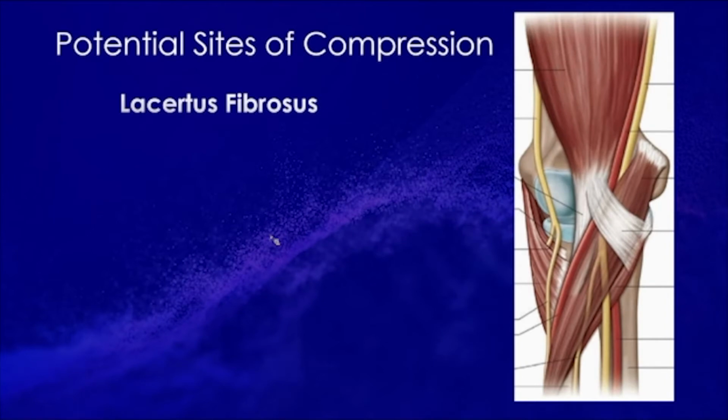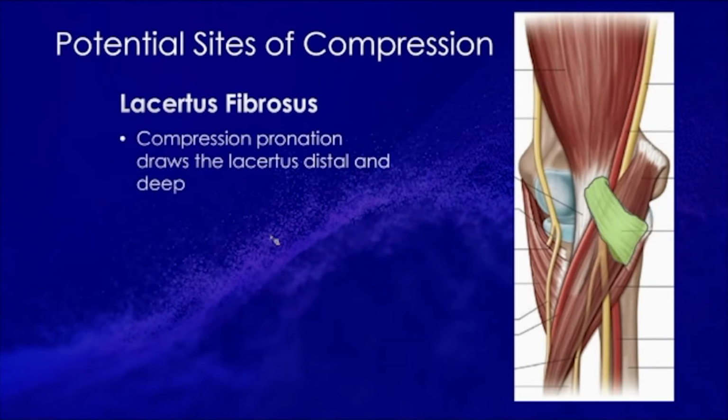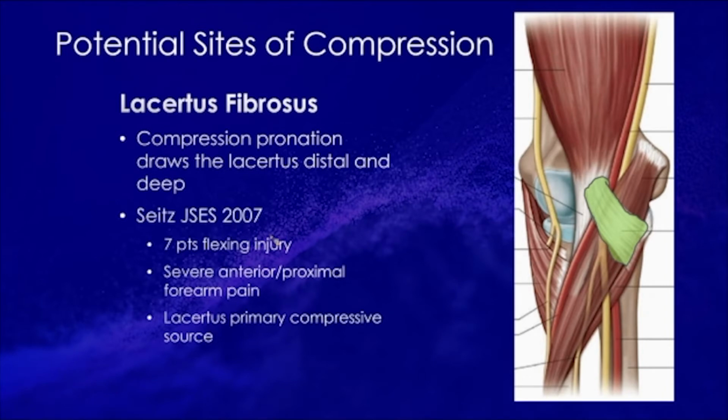Next, if you go distal, look at the lacertus. The lacertus is a fibrous band that goes from the distal biceps and fans out medially over the flexor pronator mass, and the median nerve goes under this. You can get compression of the median nerve as the forearm goes into pronation. It draws the lacertus distal and deep. There is an interesting study in the Journal of Shoulder and Elbow Surgery: 7 young patients with an acute flexing injury. They had severe anterior proximal forearm pain, and the lacertus was the primary compressive source.